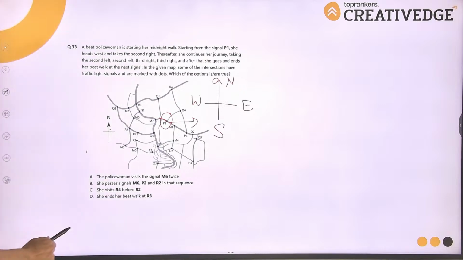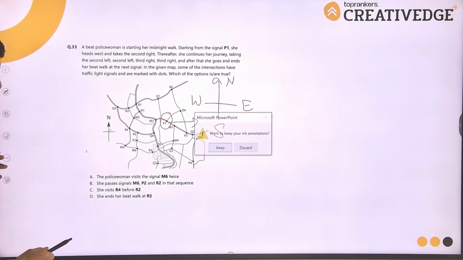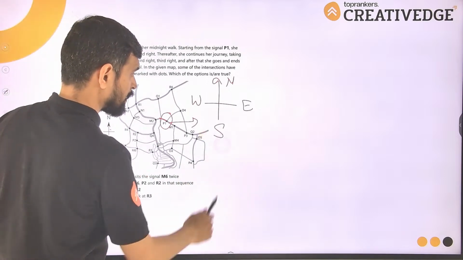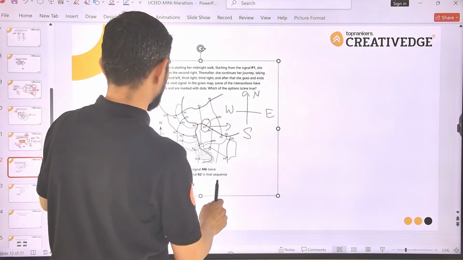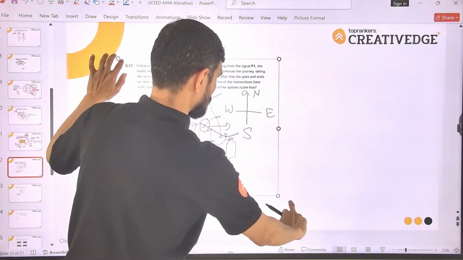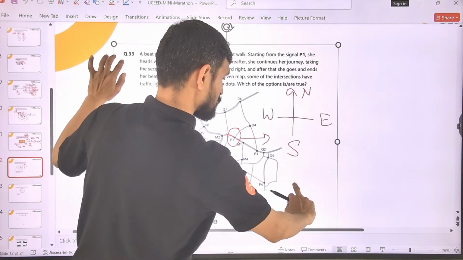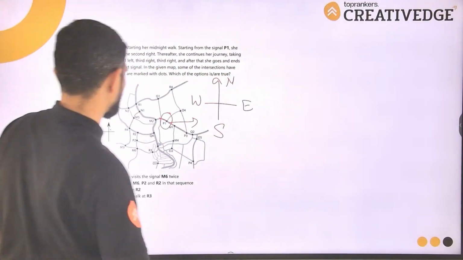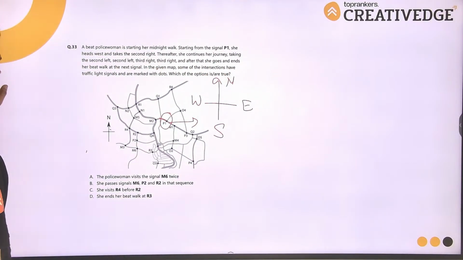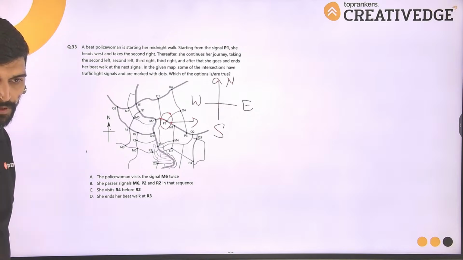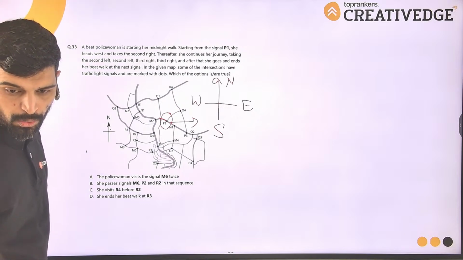Okay, just give me a minute's time. I'll get this a bit zoomed in. I hope now it works. Is it visible now?